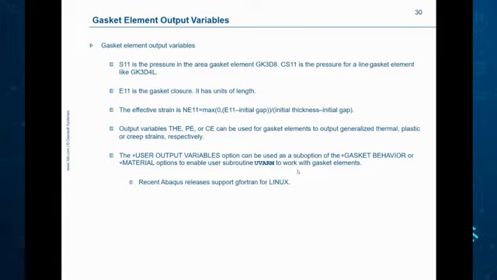And then you can get some other variables out of the gasket. But by far the most common two to look at are S11 and E11, which are the pressure closure. You can create your own user output variables using star user output variables, and then the subroutine UVARM. And sort of off the topic here, recent Abaqus releases support Gfortran if you're running on Linux.